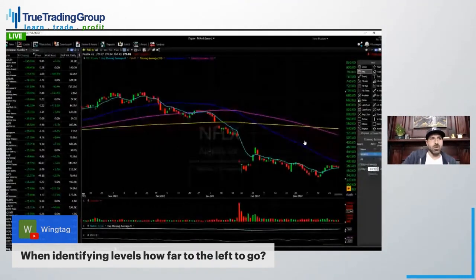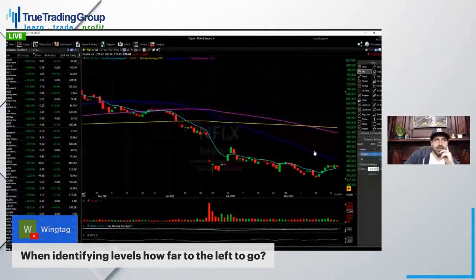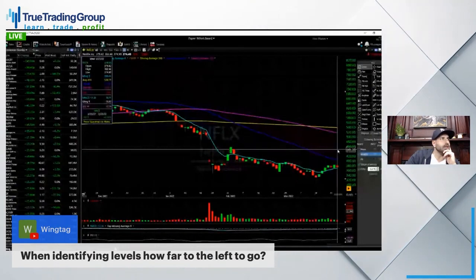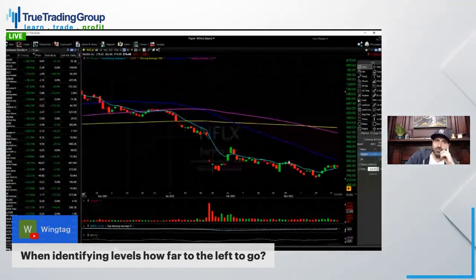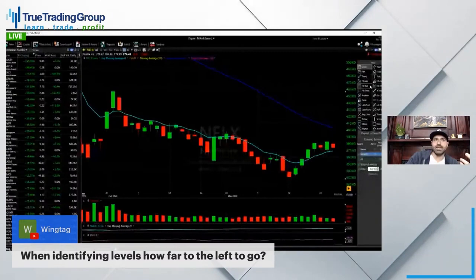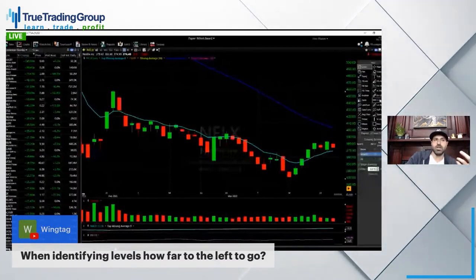Let's go back in time. Let's say today was March 23rd. Let's look at Netflix's chart. Here's Netflix's chart. Let's say it's March 23rd. In order to identify support and resistance zones, we're going to look back to the left. Well, how far back to the left do we have to go until you find relevant levels?